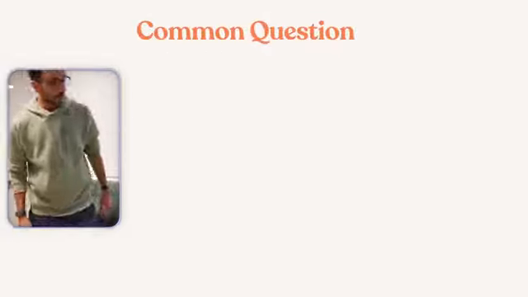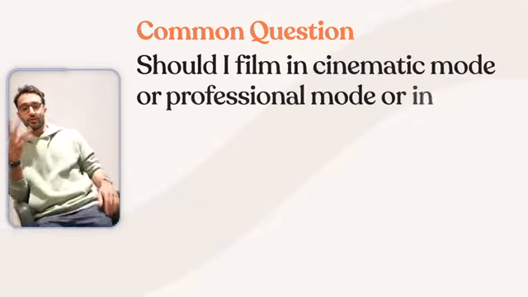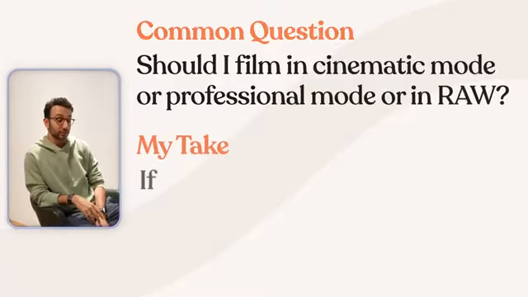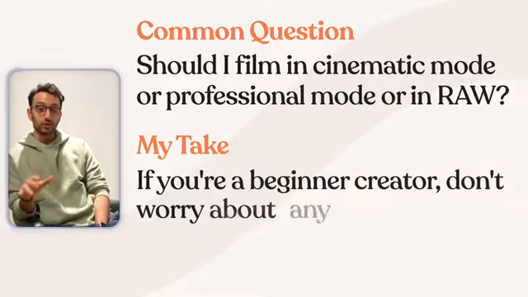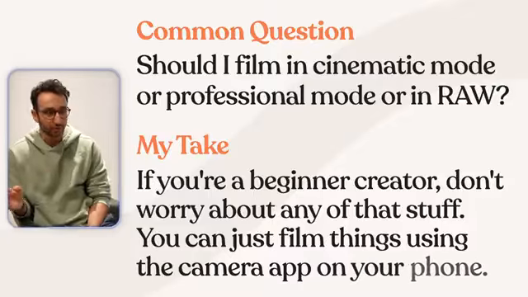Some people often ask the question of, should I film in cinematic mode, or professional mode, or raw mode, and any of this sort of stuff? My take is that if you're a beginner creator and you're doing video for the first time, don't worry about any of that stuff. You can just film things using the default camera app on your phone and you don't need to think about it.